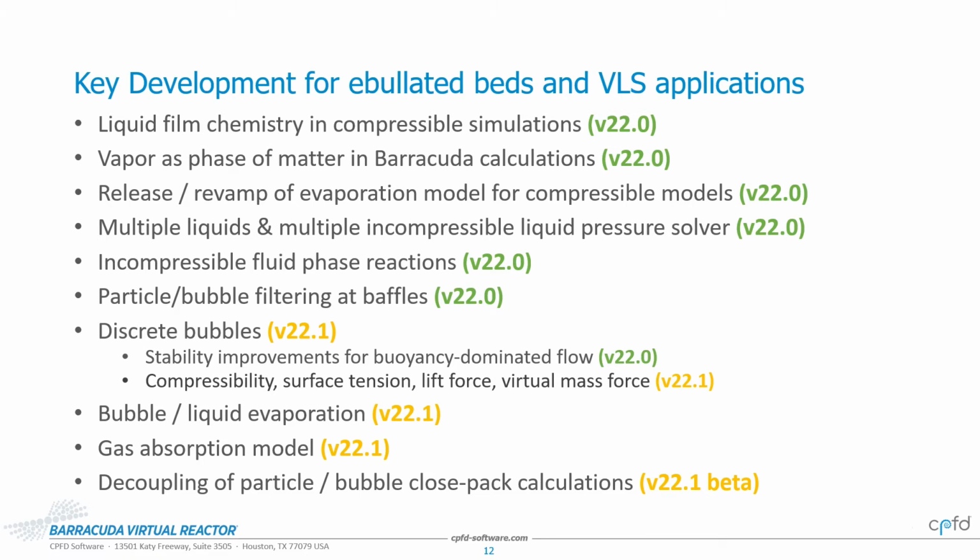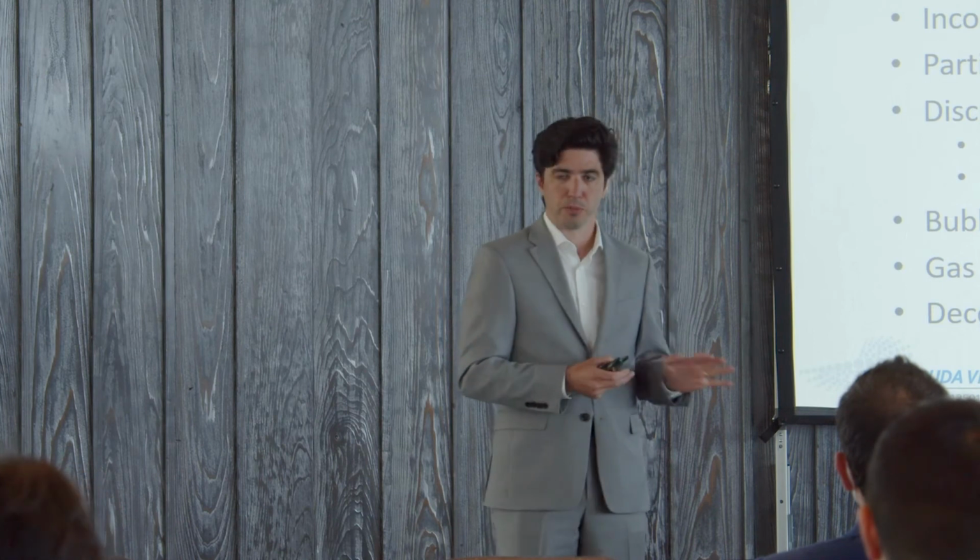And so when we combine all of these, we start to get our punch list of new development required to support this application, and at the same time, taking the opportunity to finish some of the compressible models. So we added liquid film chemistry in version 22 for compressible simulations. We introduced vapor as a phase of matter in Barracuda calculations, and I'll explain that a little bit more.